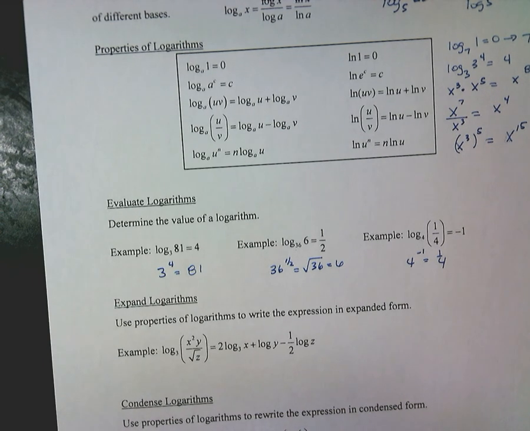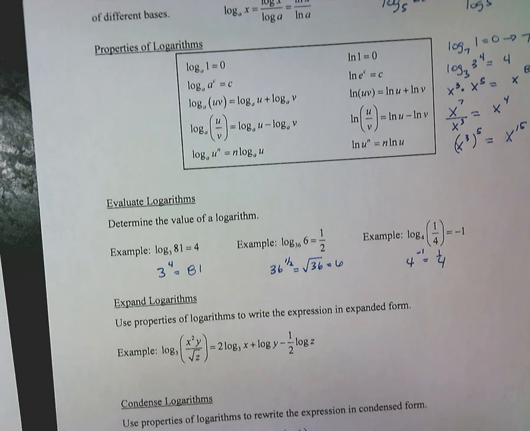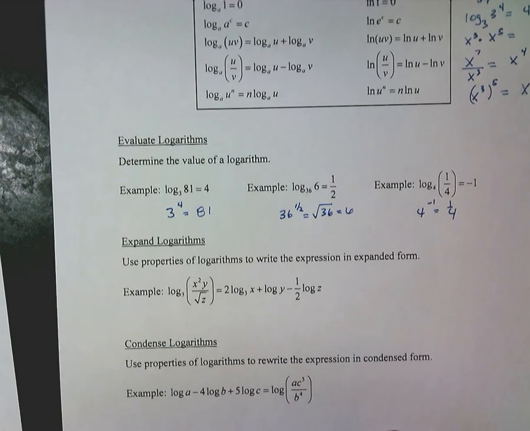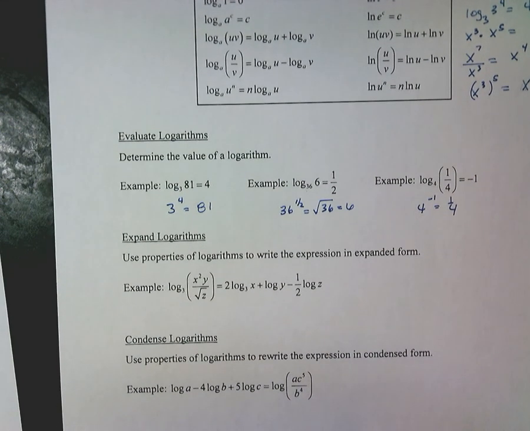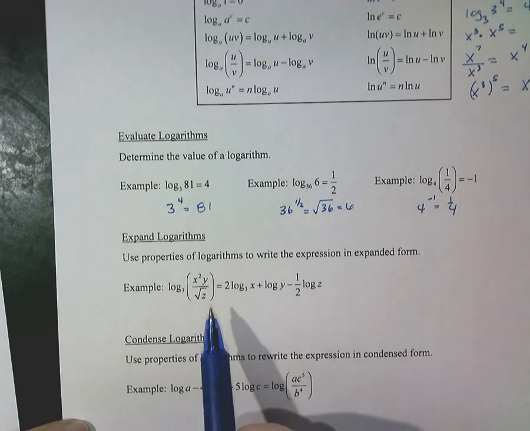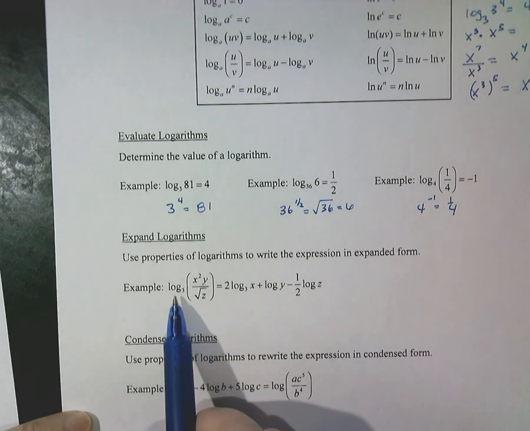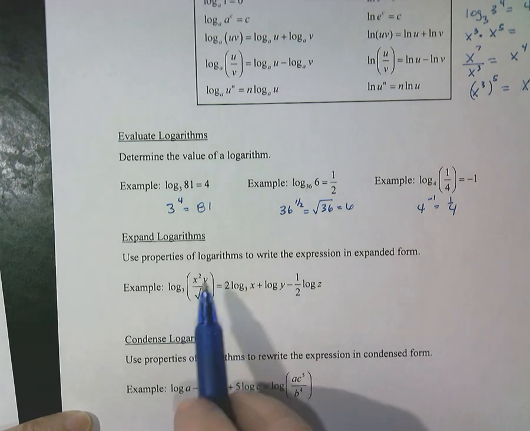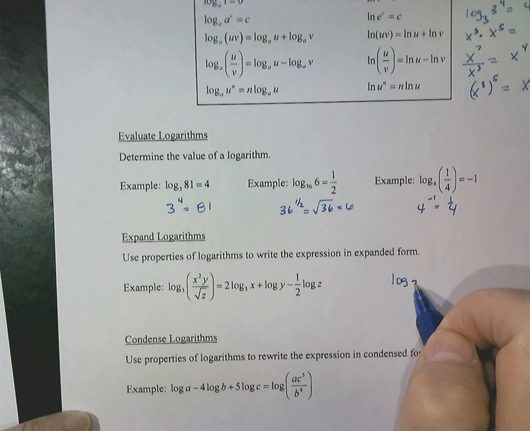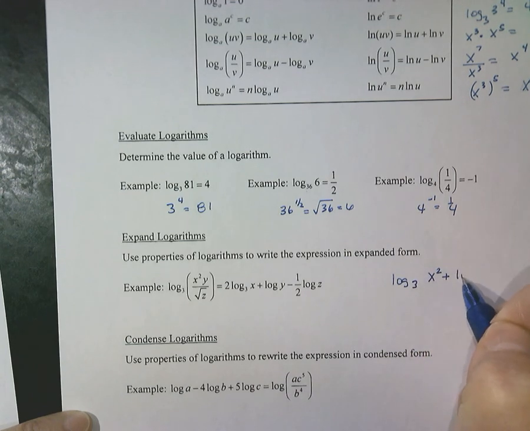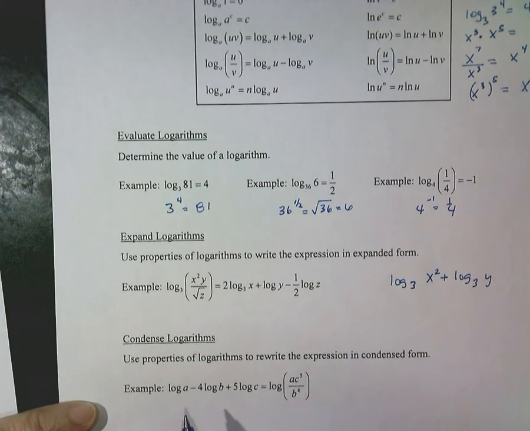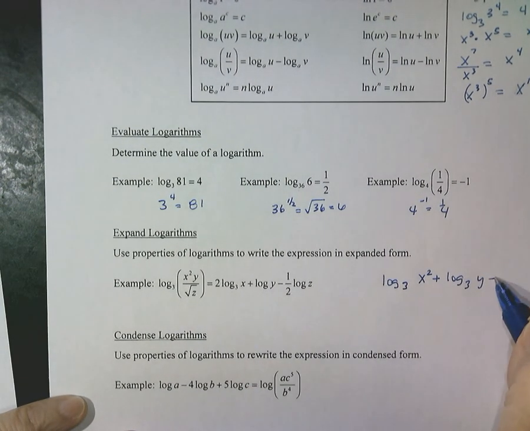Okay, you're also going to expand logarithms, and the purpose is not just for your pure enjoyment. When we solve equations, you may need to expand and condense logarithms in order to solve them. So using the properties that we had above, we can expand this logarithm. So this would be saying log base 3, x squared is being multiplied by y. So I'd have log base 3 of x squared plus log base 3 of y. And it's being divided, so I'm going to subtract log base 3 of the square root of z, which is going to be z to the 1/2.